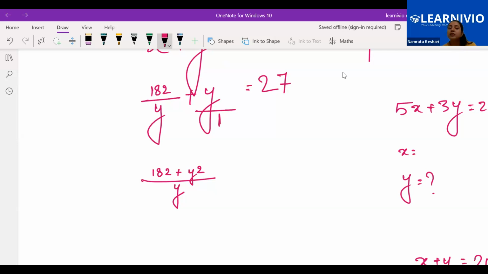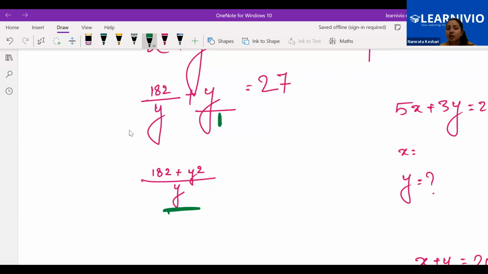Be careful, whoever is not getting it, LCM of y and 1 is y. We do the multiplication whenever there is no common factor. After that, we just compare it with the previous denominator. So first one is already y. We are not changing the numerator. 182 is 182. Next denominator 1 became y.